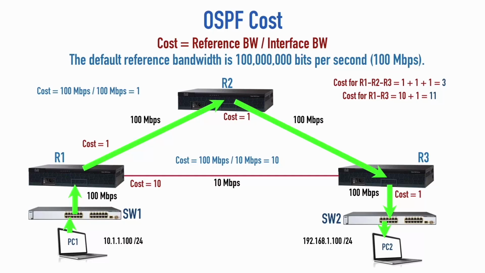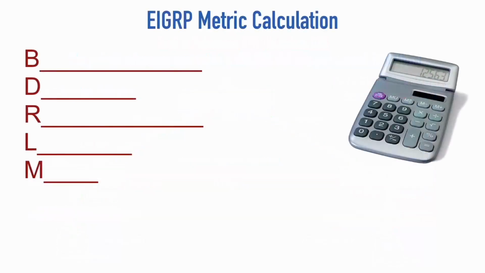Now let's compare this cost calculation and path selection with EIGRP. EIGRP considers more than just bandwidth, and here's an acrostic to help you remember this. Remember the acrostic, big dogs really like me. Big dogs really like me. And the B in big is going to remind us of the B in bandwidth. That's one of the things that EIGRP can consider. The D in dogs reminds us of the D in delay. The R in really reminds us of the R in reliability. The L in like reminds us of the L in load. And the M in me reminds us of the M in MTU.